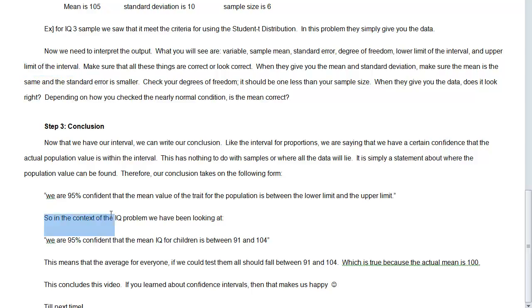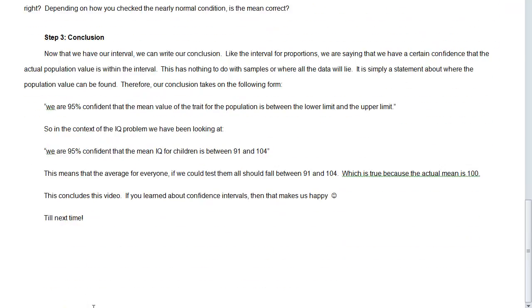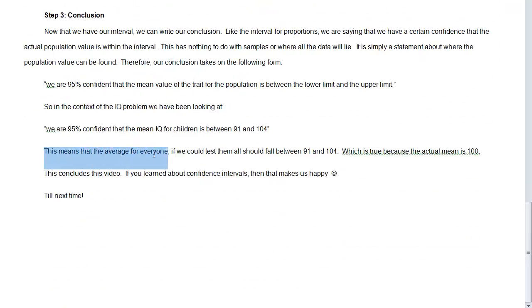Okay? So in the context of the IQ problem we have been looking at, if we use the data from IQ3, we are 95% confident that the mean IQ for children, remember the WISC-4 is for children, is between 91 and 104. All right? So this means that the average for everyone, if we could test them all, should fall between 91 and 104. And this is actually true because the actual mean is 100. Okay, and so that makes everybody very happy.